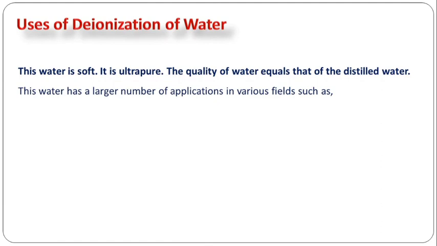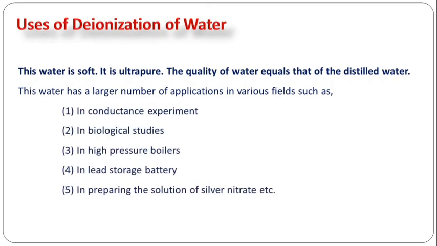This water has a large number of applications. For that purpose, we use this deionization of water. So in conductance experiments, in conductometry practicals, we require demineralized or deionized water. So it is used in conductometric experiments in chemistry, biological studies, high pressure boilers, and lead storage batteries. So in lead storage batteries, we have to use this deionized water.